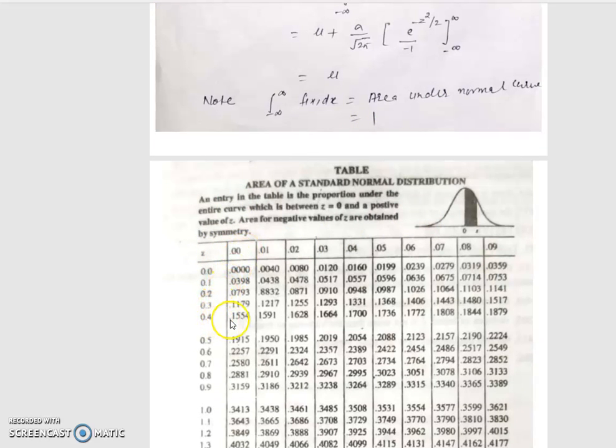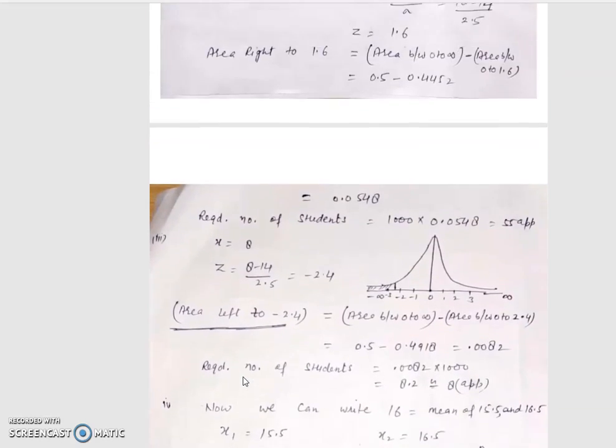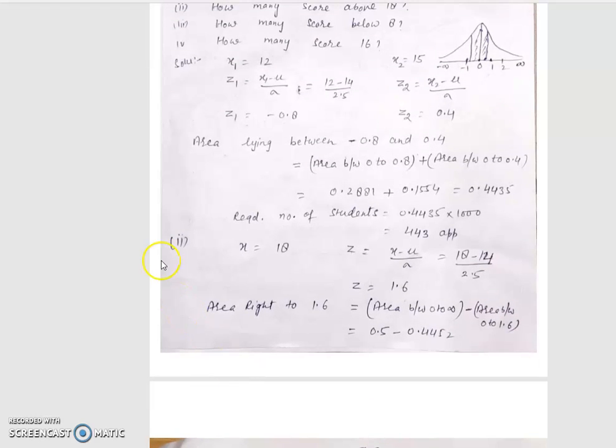The area from 0 to 0.4 is 0.1554, and from 0 to 0.8 is 0.2881. These two values we use here because we have to find the area lying between minus 0.8 and 0.4. This value is 0.4435. Now the required number of students is this multiplied by 1000. This is 443 approximately.